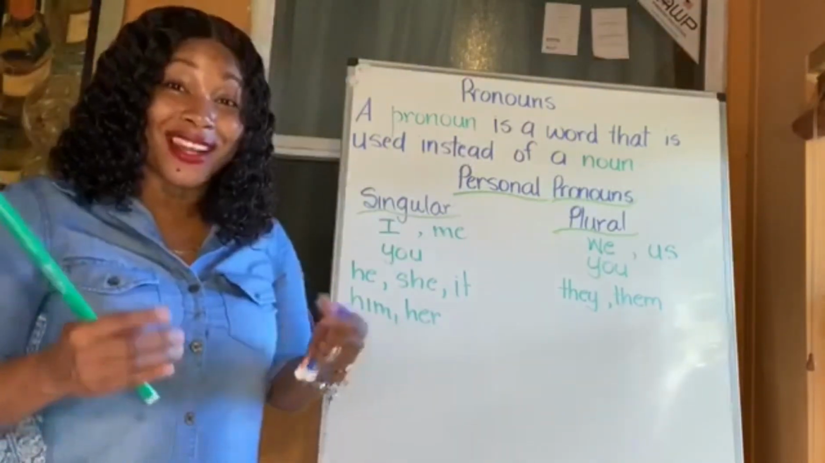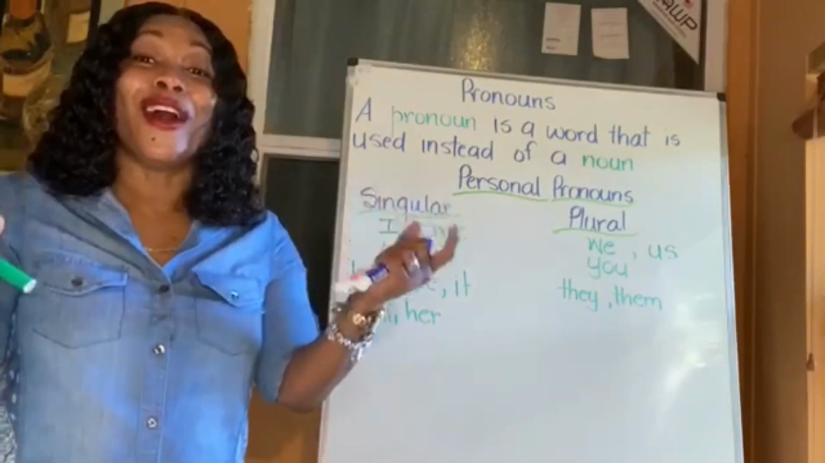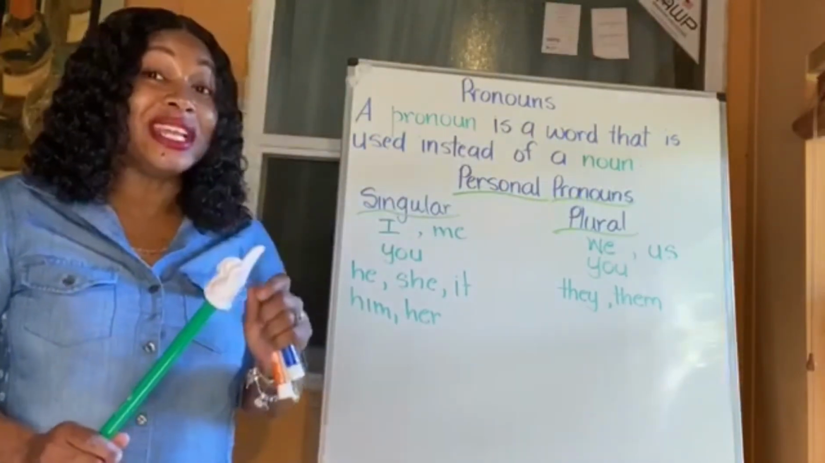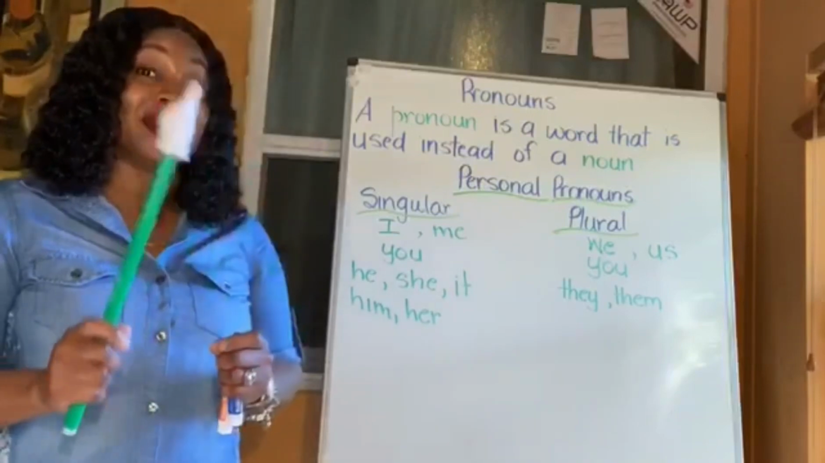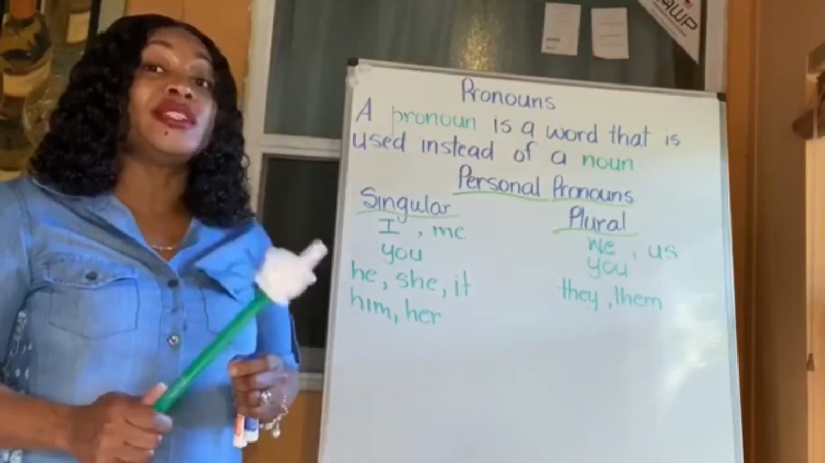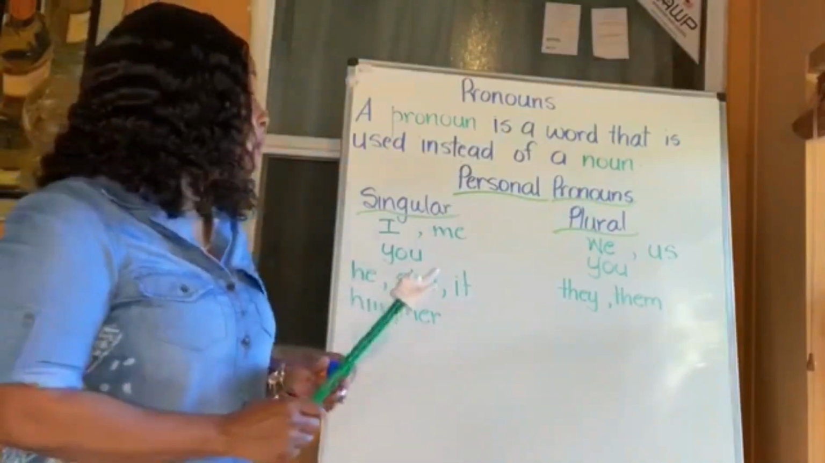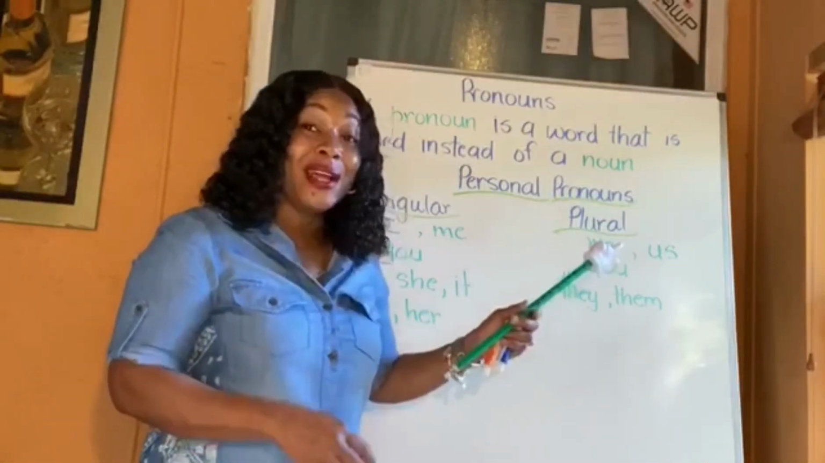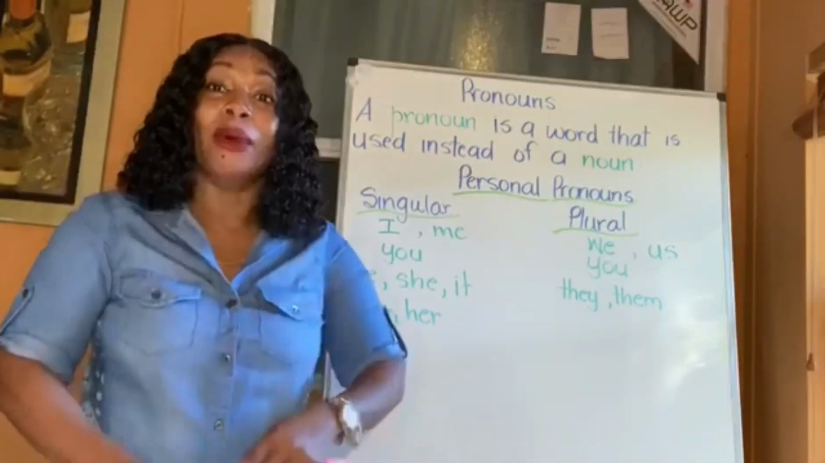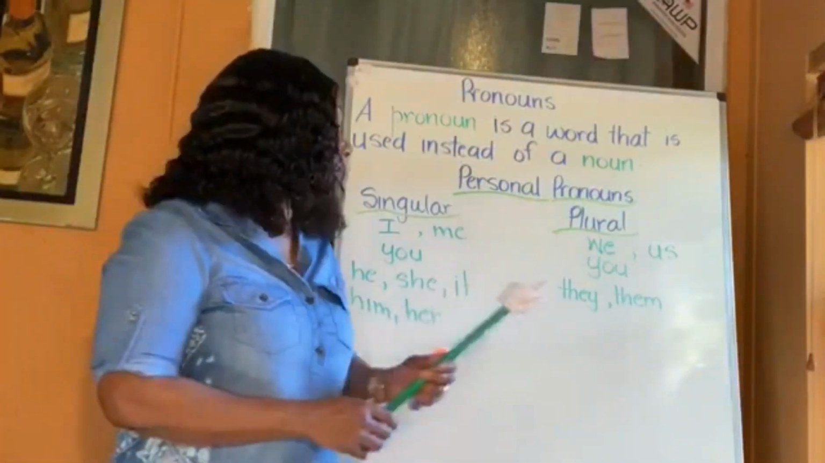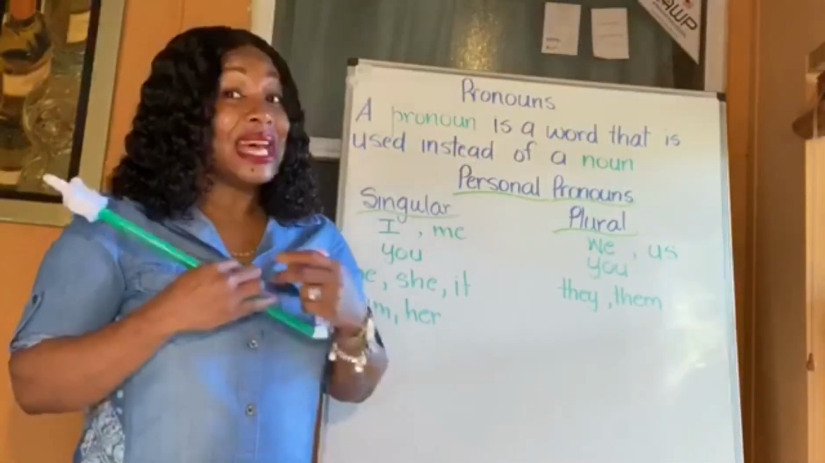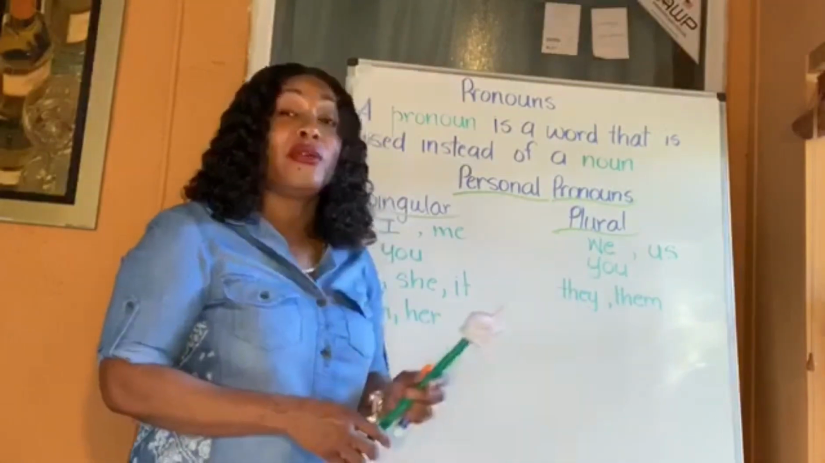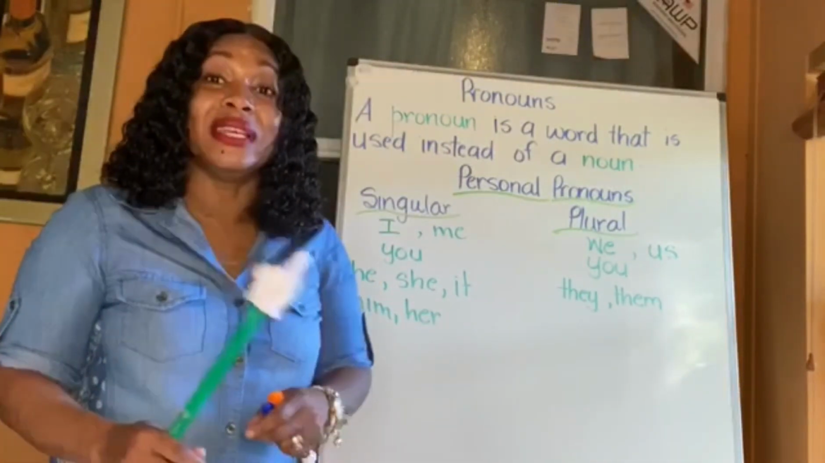Now, some of these are subjects and some of them are objects, but we're not going into subject and object today. Tomorrow or in another lesson, we will break it down based on subject and object. Today, we're just looking at singular and plural. So now plural, which means more than one. Some examples are we. We means that I am included, but others are also included. Us also means that I am included, others are also included. You refers to more than one person in a group.